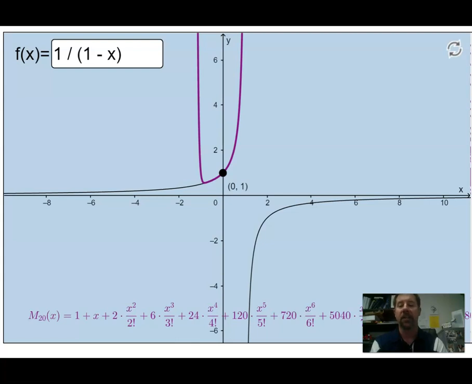If I wanted to approximate 4, I can't plug it in here because it's not going to give me a very good approximation. I would have to shift my center.